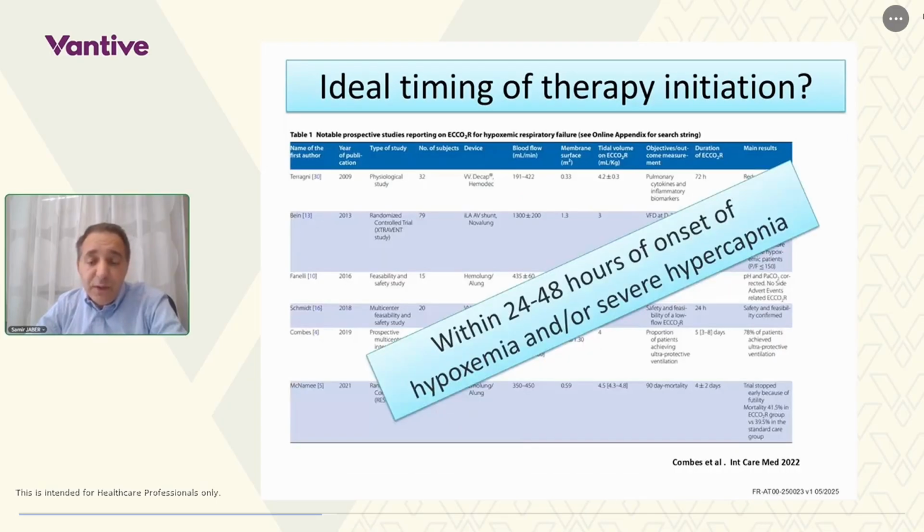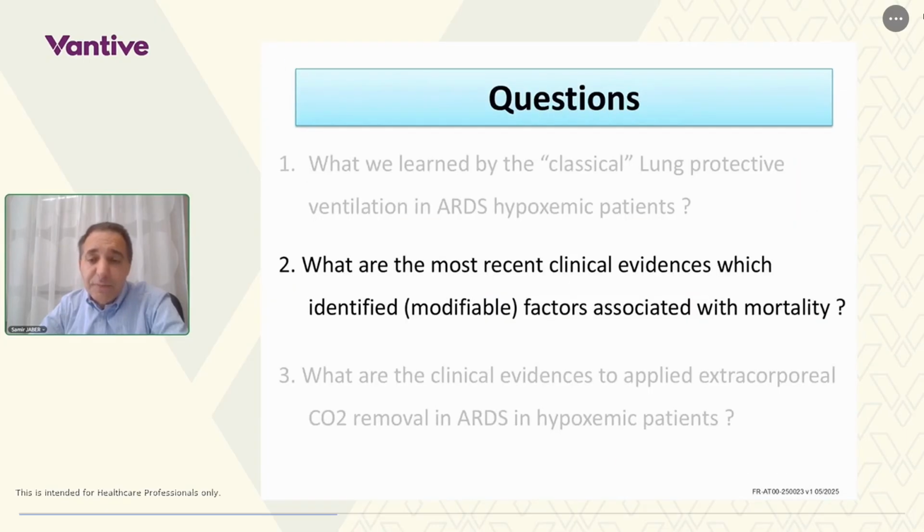So this is the main study in the ECCO2R. You have observational studies, you have randomized trials, you have some physiological studies, and with Alain Combe, we summarize this in a table, and all of them use this very early start, maximum within the 2 days. This is probably the most important thing.